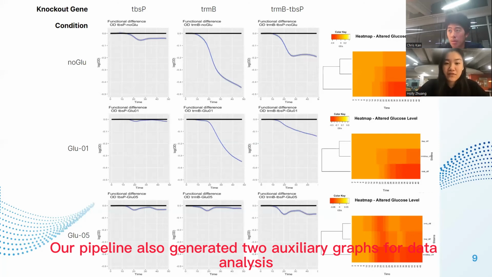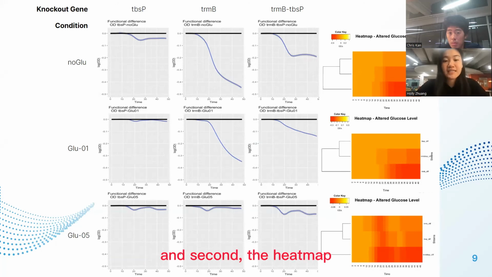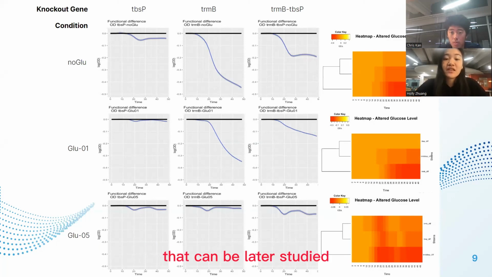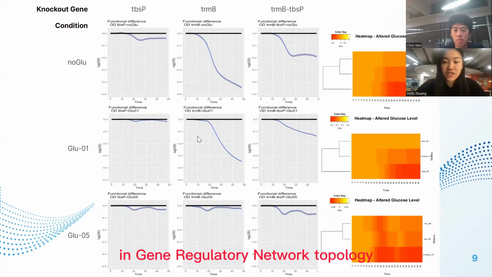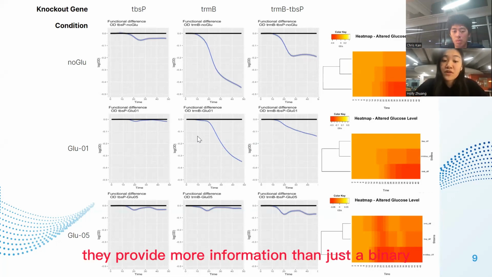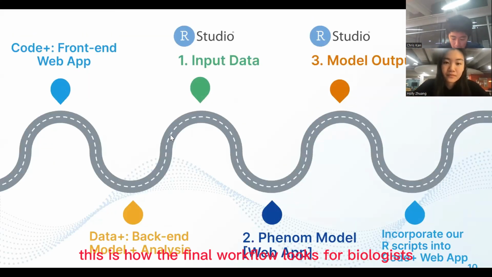Our pipeline also generated two auxiliary graphs for data analysis. First, the optical density functional difference graph comparing the mutant and parent strain over time, and second, the heat map, which examines the relationship between growth trajectories by clustering phenotypes based on change in optical density that can be later studied in gene regulatory network topology. These graphs proved to be significant for biologists because they provide more information than just a binary of whether growth is different. This is how the workflow looks for biologists.